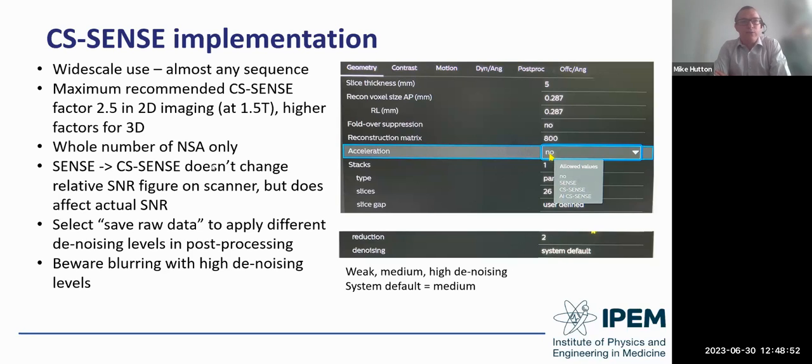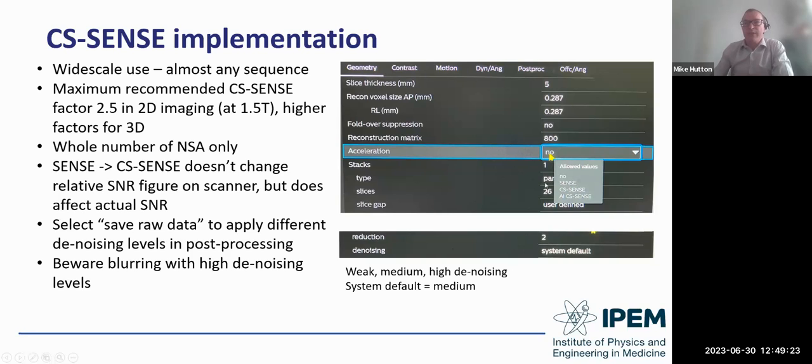You can select save raw data when you're acquiring with CS sense, and then you can do retrospective reconstructions with different denoising levels, to assess the effects of the different denoising levels without acquiring a sequence 3 times. And, common across vendors, we need to be aware when we're using higher denoising levels that it may introduce some blurring in the image.